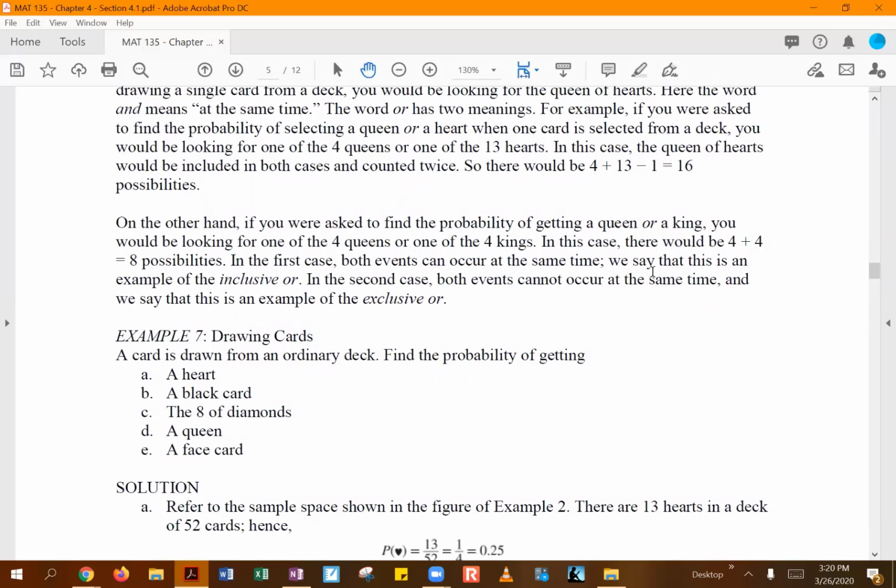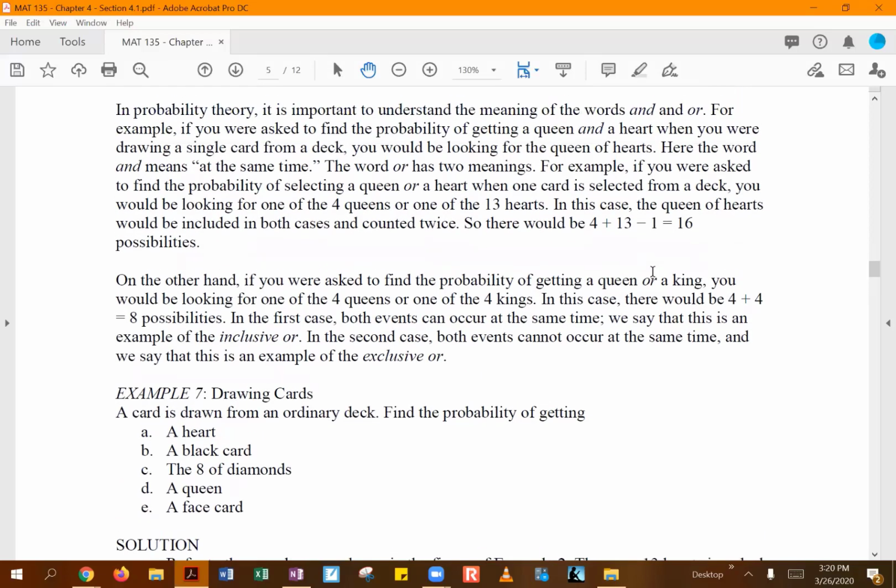So you can either have the inclusive or, which is what happened when we did the queen or the heart here in the first example, or you can have the exclusive or, where you have a card that you're choosing whether it's going to be a king or a queen. So in this case, your card does not fall into both categories, which means both events cannot occur at the same time. That's what we call exclusive or. So if you're finding a queen or a king card, that's an exclusive or, because my card at the same time cannot be a king and a queen, right? So that's when we're saying the events cannot occur at the same time.